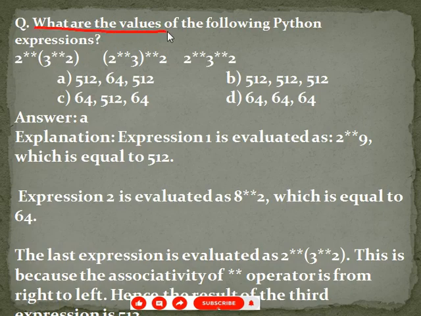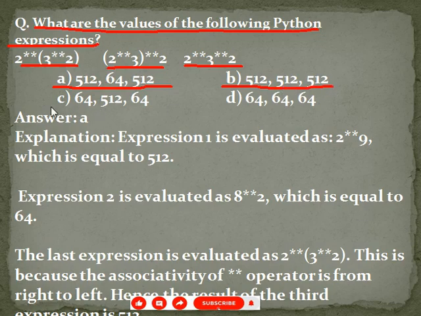What are the values of the following Python expression? First expression 2 ** (3 ** 2). Next expression (2 ** 3) ** 2. Next 2 ** 3 ** 2. Given options are option A 512, 64, 512. Option B 512, 512, 512. Option C 64, 512, 64. Option D 64, 64, 64. Here correct answer is option A.